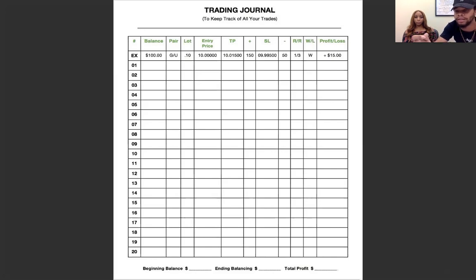If it hits your take profit, guess what? You're gonna put the W. You're gonna put the profit. And if it doesn't hit your take profit, and it hits your stop loss, you're gonna put the L. And you're gonna go back. That's your homework over the weekends. You want to go back and look at the trades you entered over the week, and study them and see why it hit your stop loss, or was that a good trade you got in, or was it a bad trade you got in?